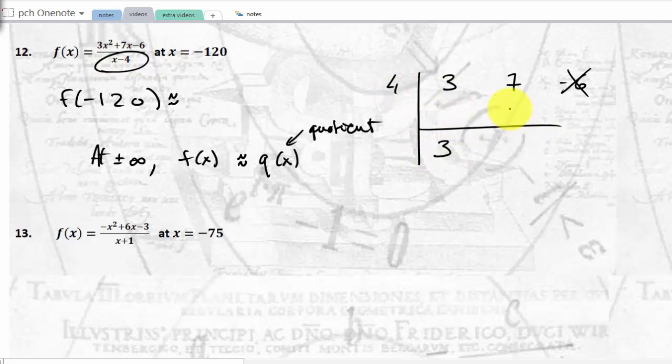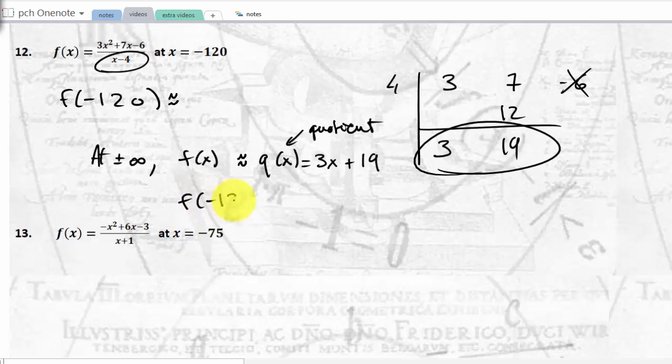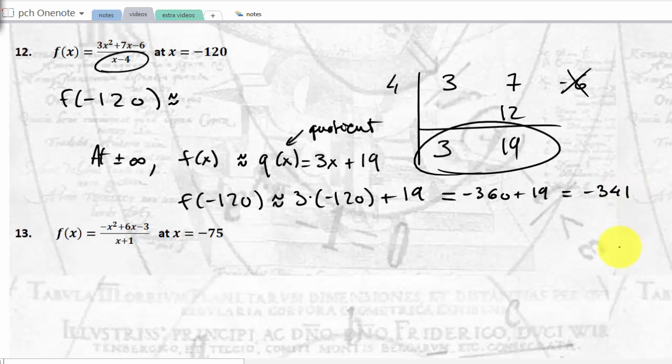So I need to find my quotient. I really don't mind that because I'm dividing by x minus 4. I can simply do a synthetic division, right? It's going to be very quick. I don't care about the negative 6 right here. I'm not going to use it. I divide by x minus 4, so 4. Okay, so 3, 12, 19. Got it. So the quotient is 3x plus 19. So f at negative 120 is about 3 times negative 120 plus 19, and that is negative 360 plus 19, which is negative 341. Okay, that's it.